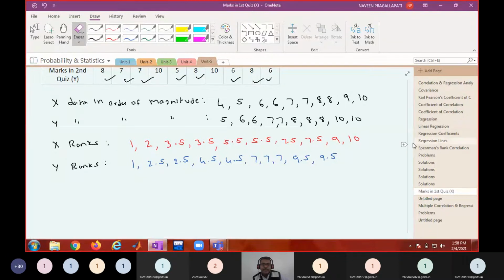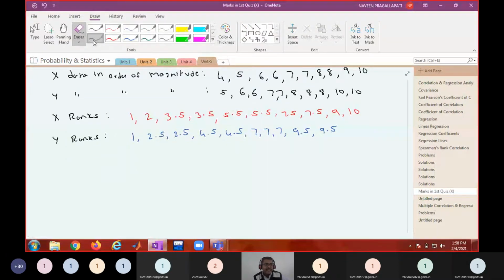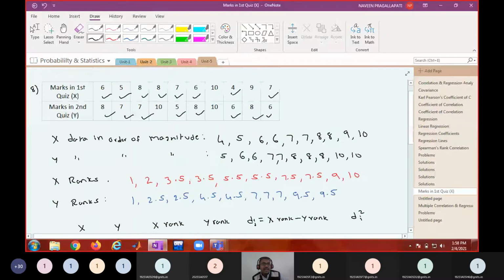Now you prepare the table. What is the table? X data, Y data, X rank, Y rank, then di, which is X rank minus Y rank, and di square, the deviation squared. Now, what is the X data? Can you tell me in this order? X data: 6, 5, 8, 8, like that you tell me.